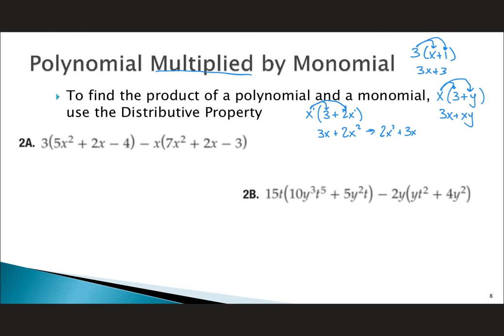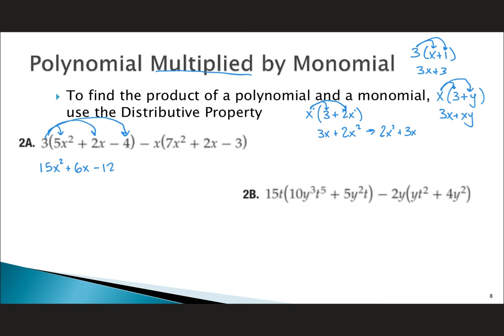So for this first one, I have to distribute the 3 into the whole parentheses. So that one goes there, there, and there. Okay, so 3 times 5x squared is going to be 15x squared. 3 times 2x is going to be plus 6x. And then 3 times a negative 4 is going to be negative 12.